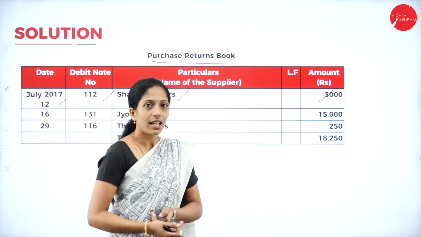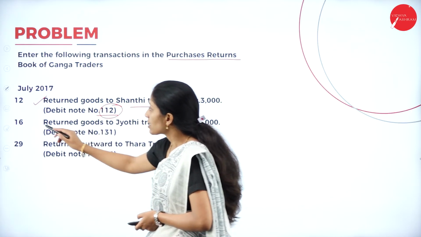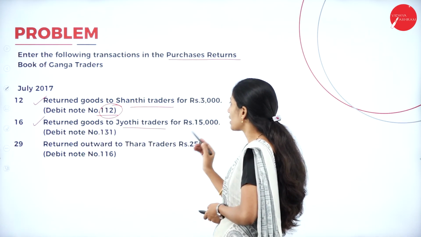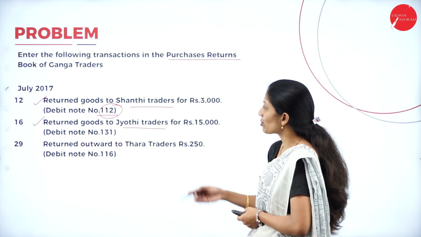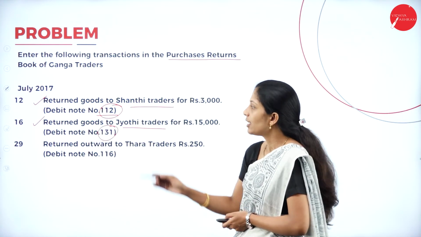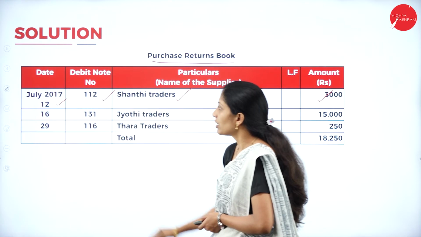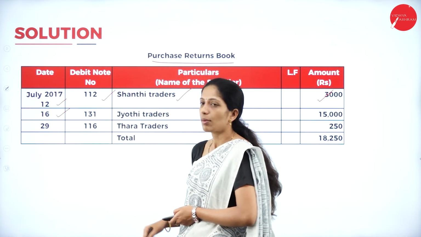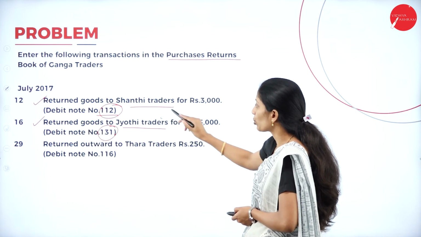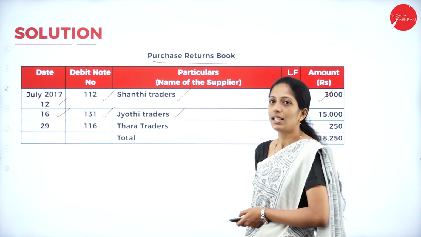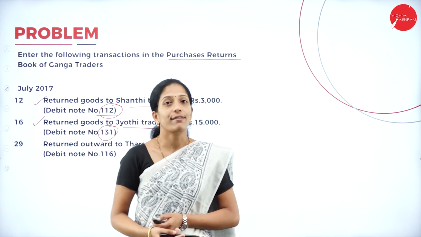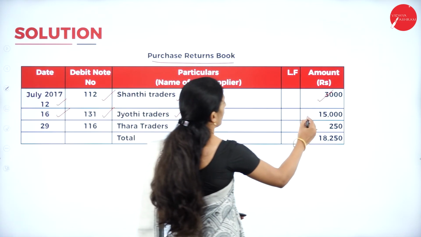Now coming to the next transaction, that is 16th July 2017, return goods to Jyoti Traders for rupees 15,000 and they have given the debit note number 131. So write the date 16th July and the debit note number is 131. Name of the supplier is Jyoti Traders. So write the name of the supplier and the amount is 15,000. So write 15,000 in the amount column.